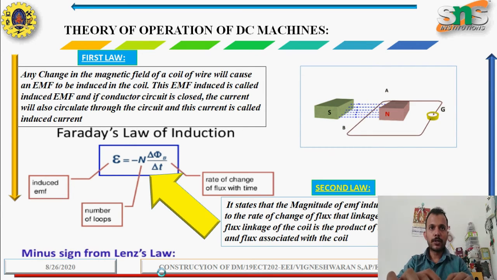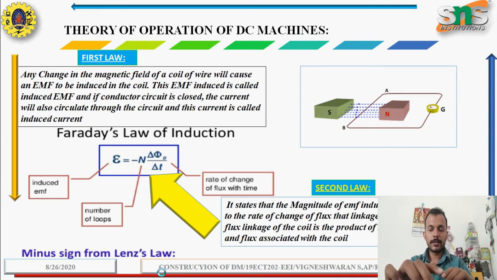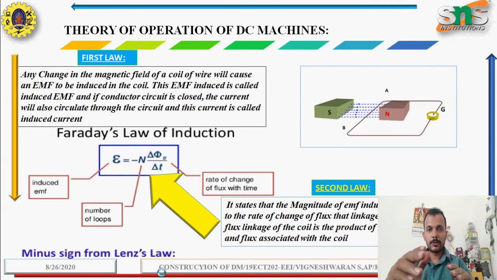The theory of operation of a DC machine is clearly shown in the animation. When there is a change in magnetic field, an EMF is induced in the conductor. When the conductor moves, it experiences a change in magnetic field, and that in turn shows the EMF in the galvanometer. So, the first law and the second law.